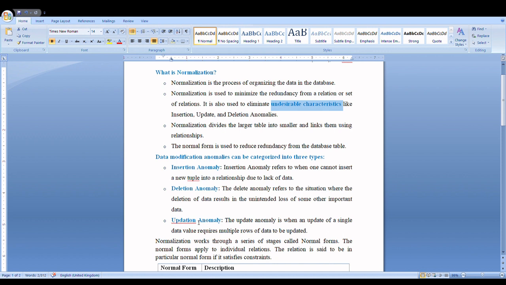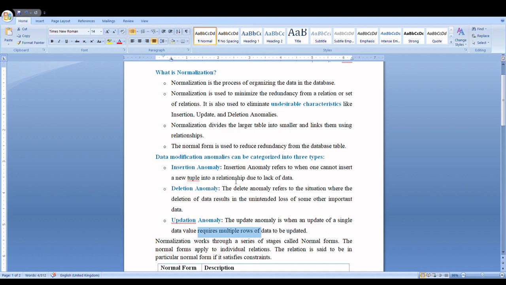Deletion anomaly means whenever you want to delete a particular value, but by deleting that value some other value also gets deleted. That should not happen, right? If I want to delete a particular value, only that value should be deleted. If it is unintentionally deleting some other value, then that is the problem. And update anomaly is similar to the delete anomaly. If you want to update a single record and because of that it requires updating more than one record, or multiple records are getting updated, then this is the problem.